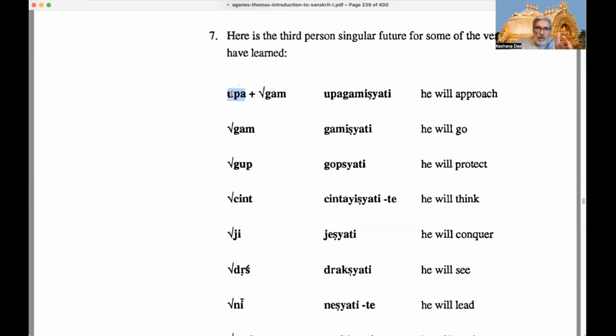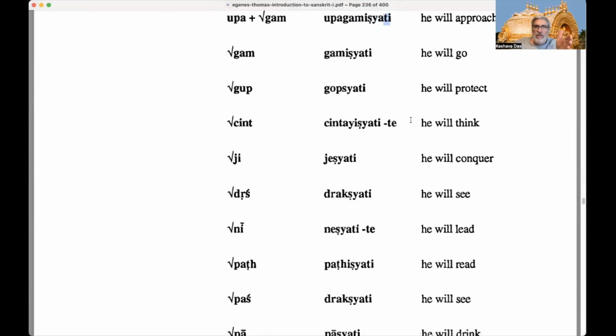So we have upa plus gum. The gum, again, is the root. The root is strengthened, it's still gum. And we add isha and we add t, just as we did down here. And it becomes he will approach. Okay, let's look at another one which will give you a better idea of strengthening.